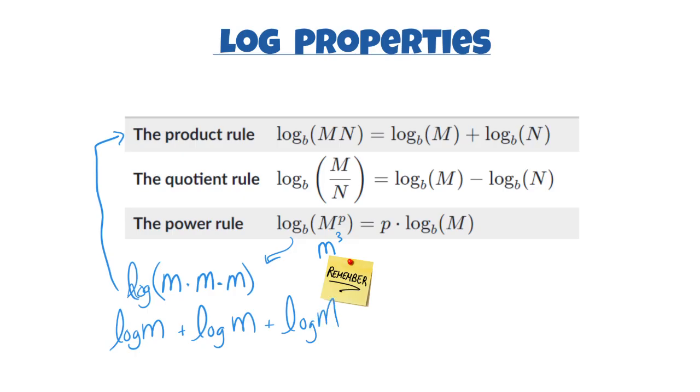But here's the thing. Would you really go through the process of taking log of m plus log of m plus log of m? Or would you just take the log of m and take it times 3? That's where that's coming from. And you don't have to memorize that little trick. I just want you to know there's a reason, a method to the madness, of where that's coming from.